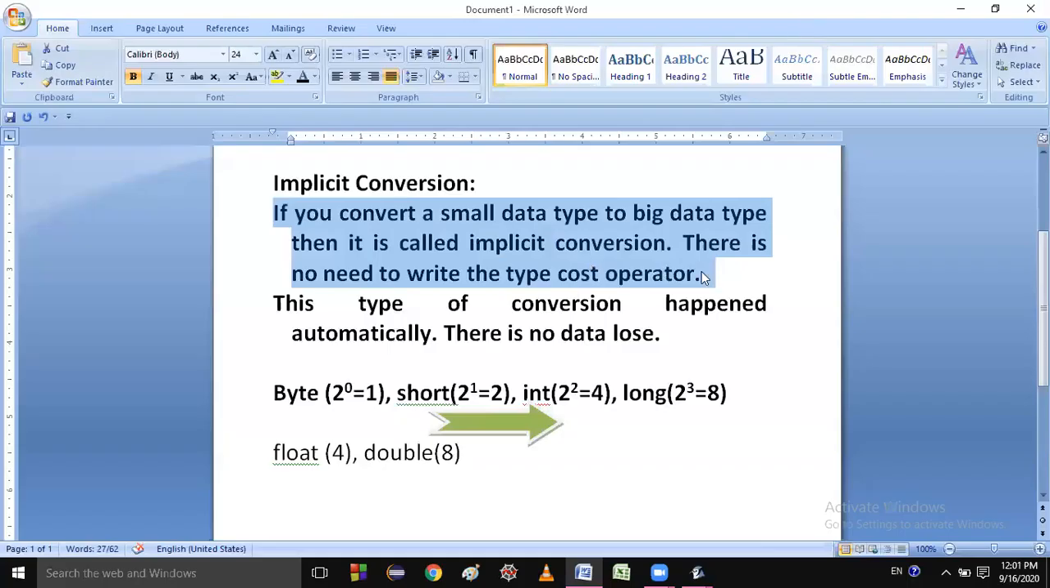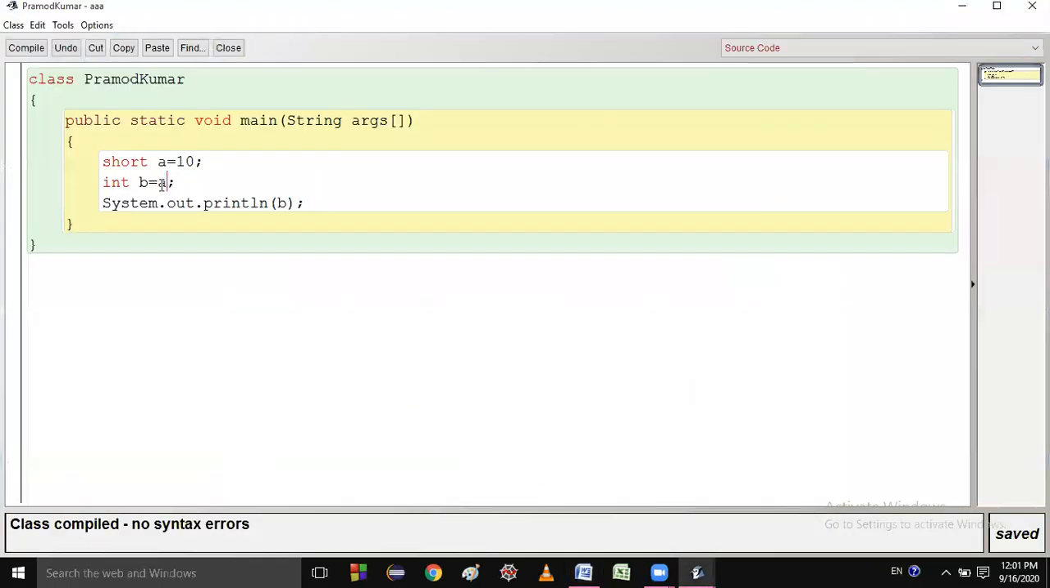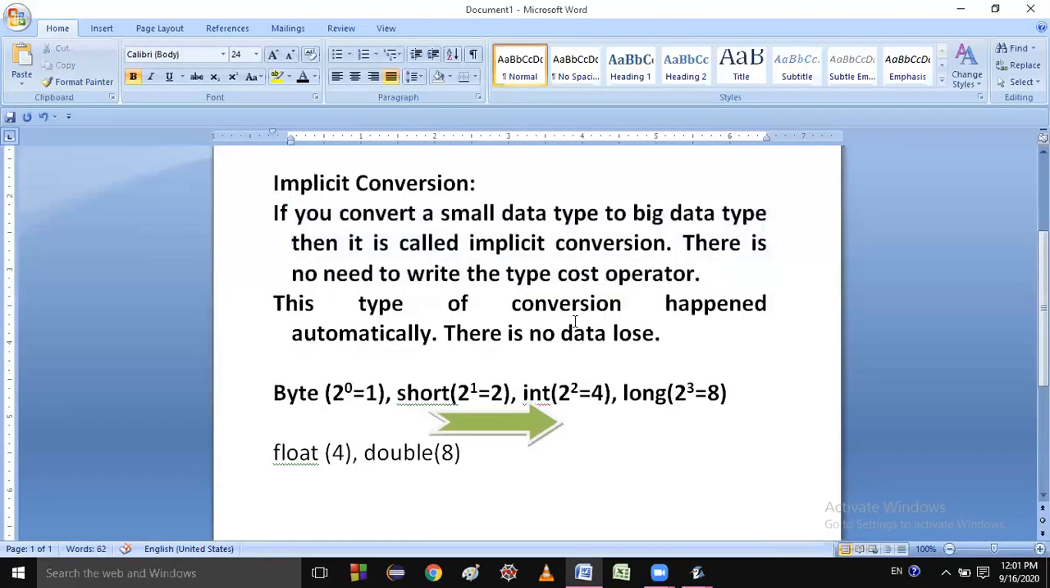Yes. Okay, next one is this type of conversion happens automatically. Why does it happen automatically? Because we do not need to write the type cast operator, just write int b equal to a. This will be converted, so this happens automatically. There is no data loss. This point you will understand when I explain the explicit type conversion.